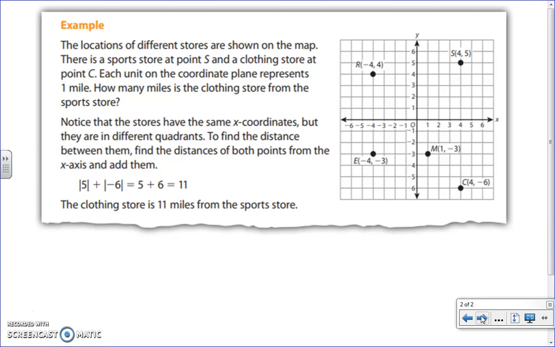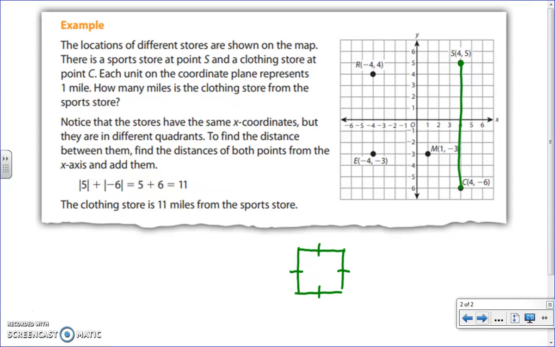So, it looks like we're supposed to go from C to S, or this is the distance that we're looking for, from the clothing store all the way up to the sports store. Now, I was going to explain this to you in class a little bit, but if I made a perfect rectangle or a perfect square, and each side was exactly the same length, this side would be equal to this side, would be equal to this side, would be equal to this side.